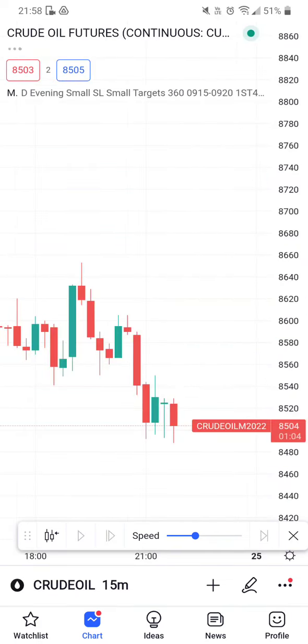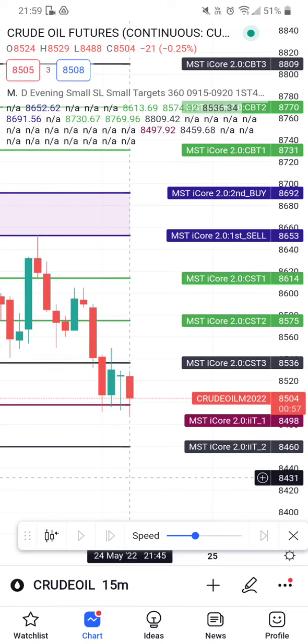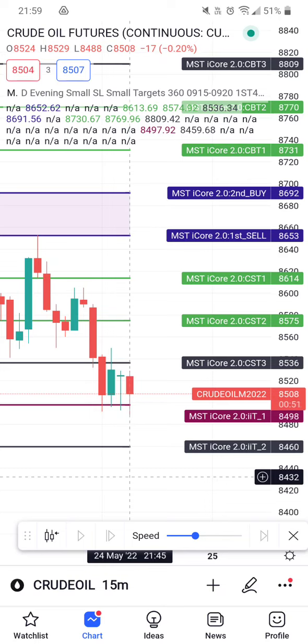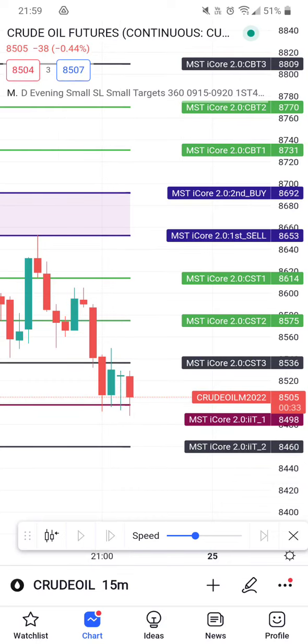Now as of now, how many targets have been hit? 4 targets perfectly hit. From 8653, the low made was 8488. So 12 plus 53 points, 55, 65 points profit we have got so far. Not 54, 8488, no, 8653 to 8488. So 160 plus points we have got as profit. How many points? 160 points in an evening entry.